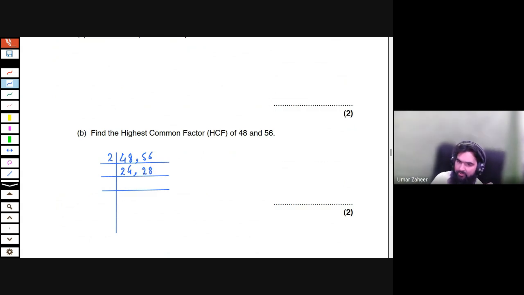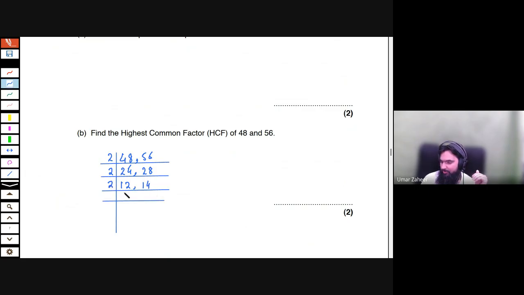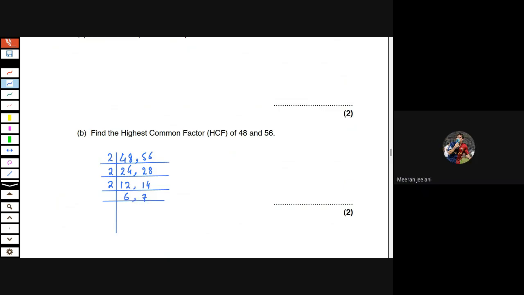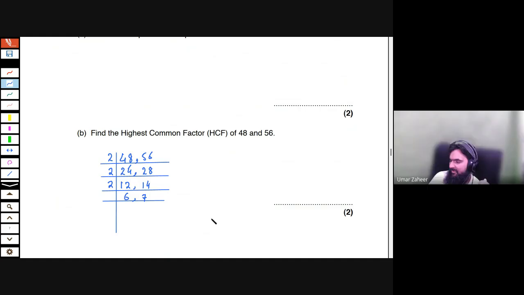Now again 24 and 28, both of them are divisible by 2, so let's divide it. 2 times 1 is 2, 2 times 2 is 4, 2 times 1 is 2, 2 times 4 is 8. Now again both are divisible by 2. 2 times 6 is 12 and 2 times 7 is 14. Now, are both divisible by any same number? No. So we will not divide further.